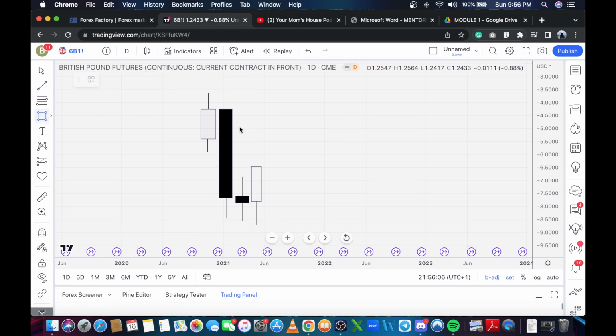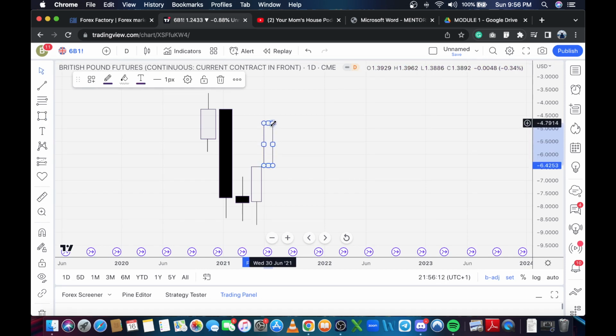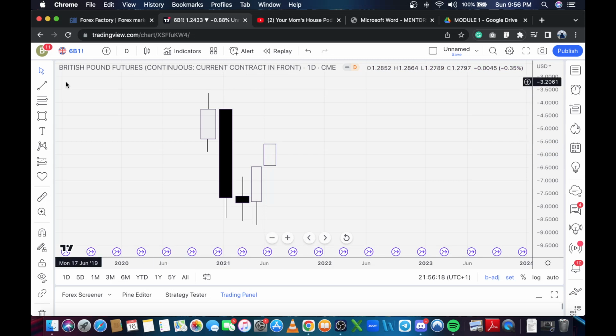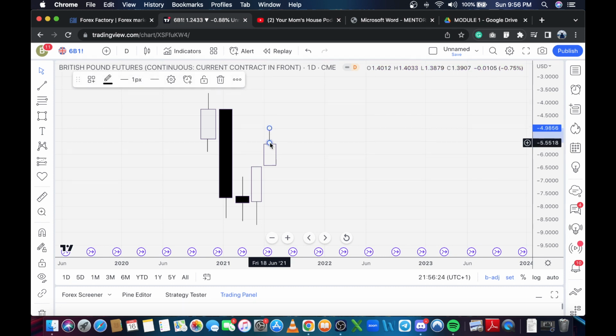Okay, and then we go up there, and price trades up into the bearish order block, and then starts to trade away from the bearish order block. Then what happens is you get this. Alright, you get another bearish order block into a bearish order block.